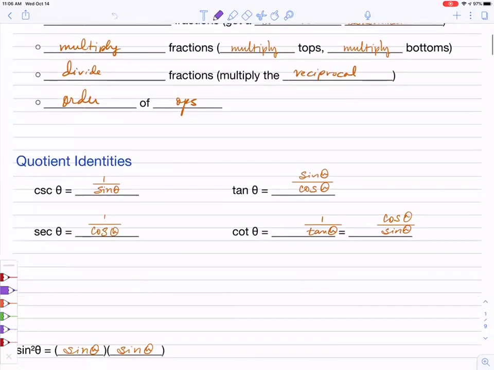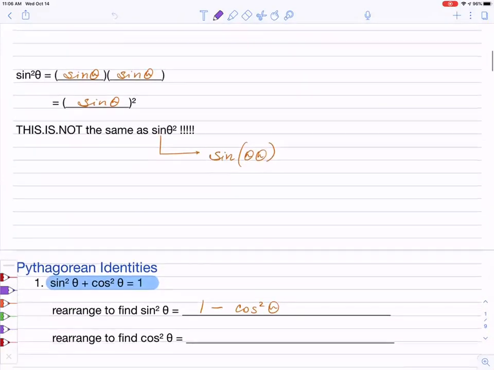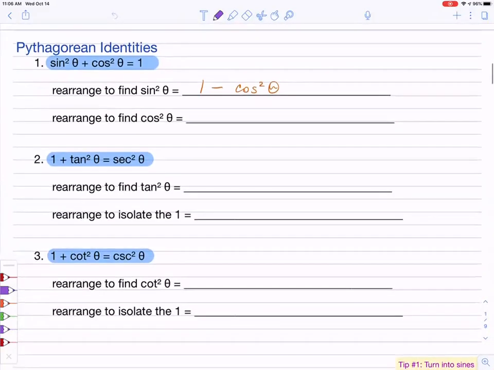The identities, these first ones you're totally familiar with. You've seen those before. So those are no big deal. However, the second set, the Pythagorean identities, these are new identities. You haven't seen these before.